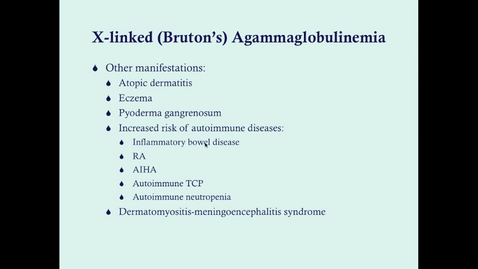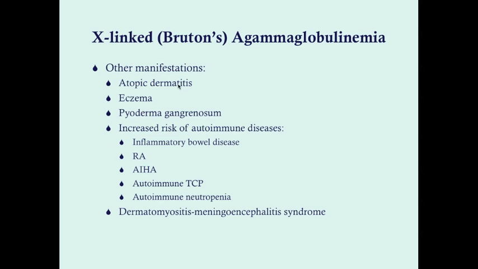And this is problematic because remember that these children are already at risk for infectious diarrhea. And then you add on to that they're now at risk for inflammatory bowel disease. They can have some serious problems with their GI system. They're also at risk for rheumatoid arthritis, autoimmune hemolytic anemia, autoimmune thrombocytopenia, and autoimmune neutropenia. So increased risk for autoimmune diseases.